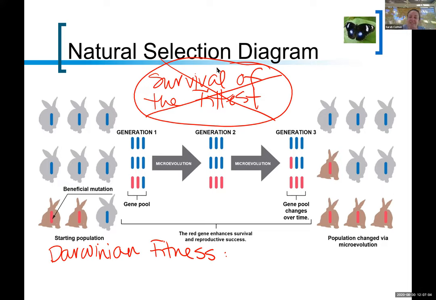Okay. So the easy way of looking at that is how many offspring do you have? How many babies do you have? So I have 2. Some of you have more than me, right? Some of you in your videos have 3 or 4 kids. So I obviously do not have the highest Darwinian fitness if we were all sitting in a classroom together. I also don't have the lowest, because the lowest would be somebody who has 0 children.